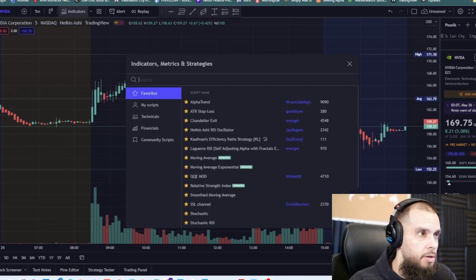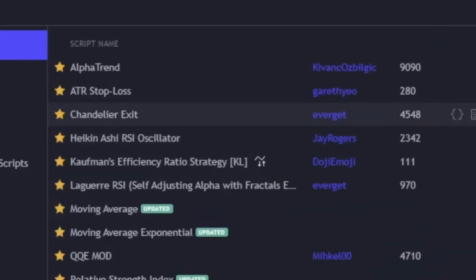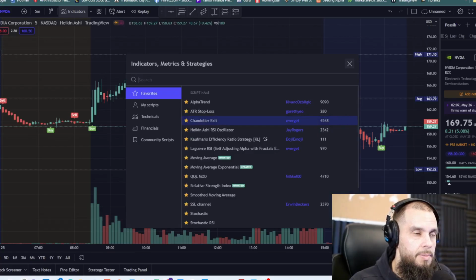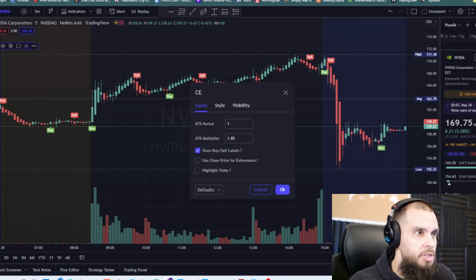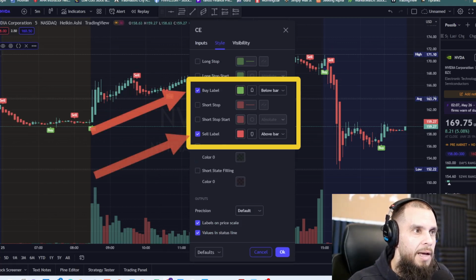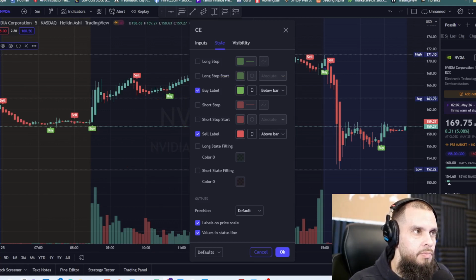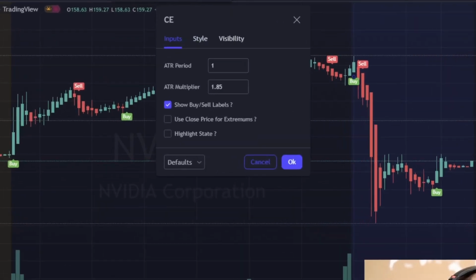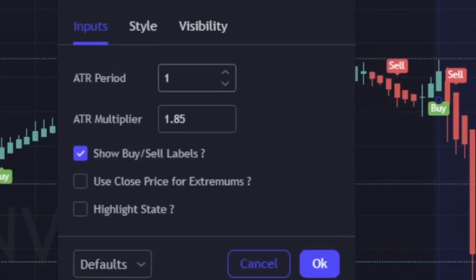The first indicator I would recommend is the Chandelier Exit. So you click that, and I already have default settings, but when you get this, all of this is going to be pressed here like this. The only ones you need are the buy label below the bar and the sell label above the bar. Then for inputs, change the settings and put the ATR period at 1 and the ATR multiplier at 1.85.